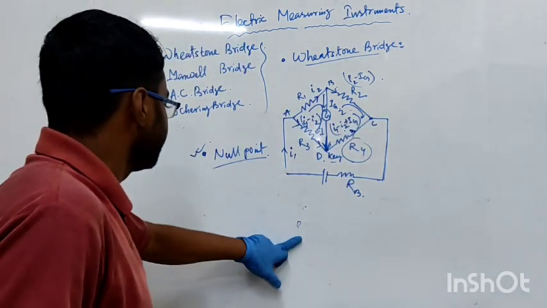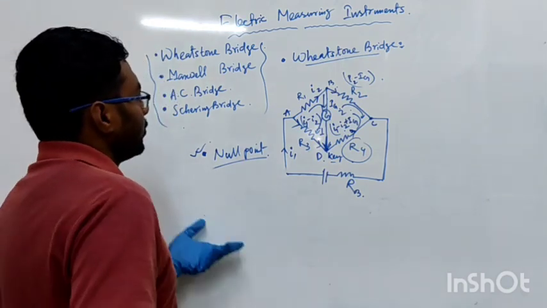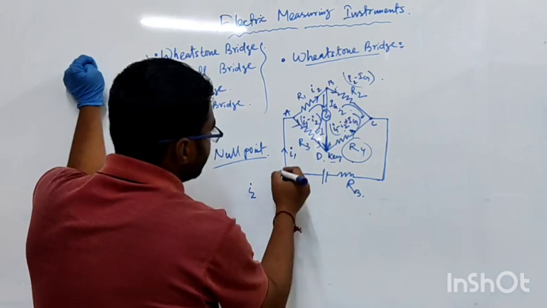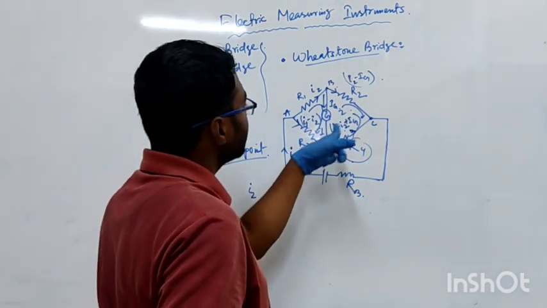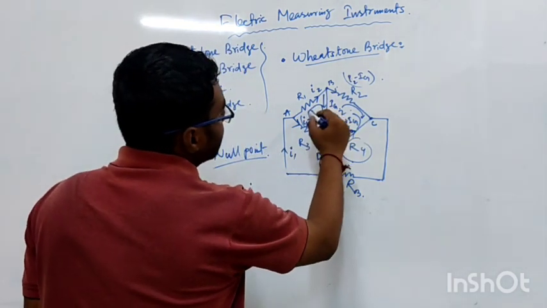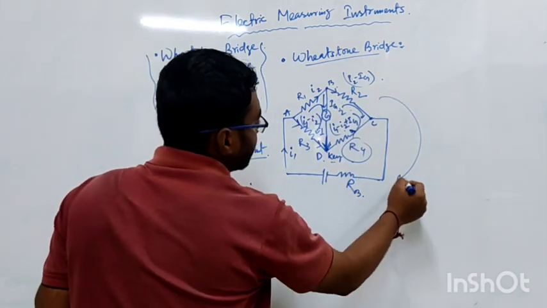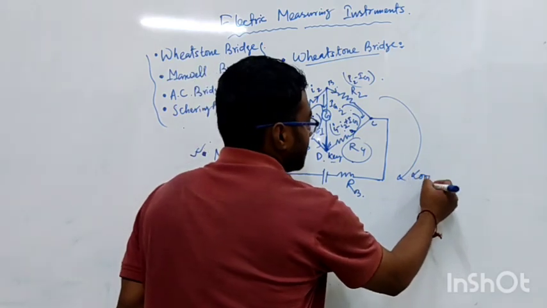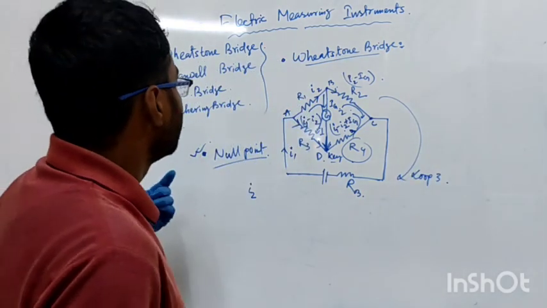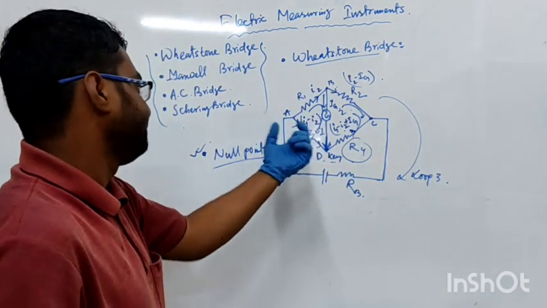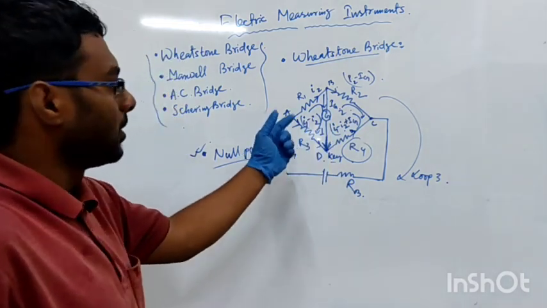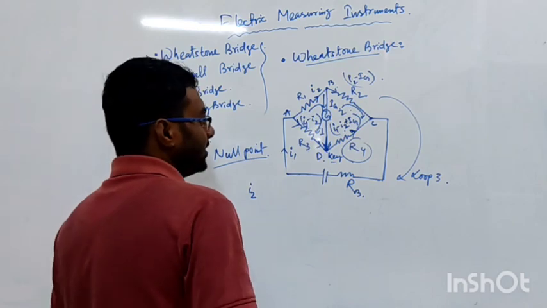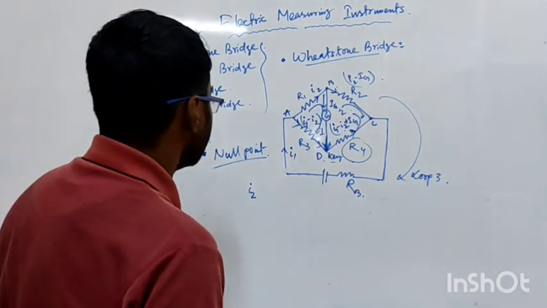What will be the equation? So first equation will be I2. Let us consider this is loop 1, this is loop 2, and this to this means that, in that case, the whole circuit we can consider as a loop. As here three different current parameters are there, I1, I2, I3, IG, we need three equations. That's why we choose three loops.